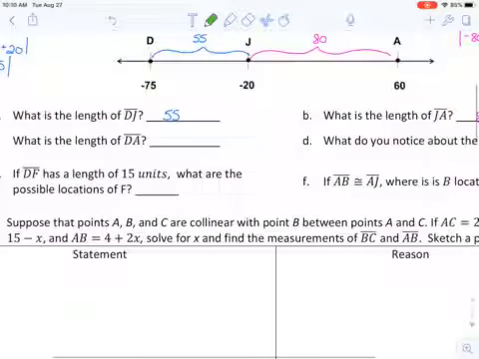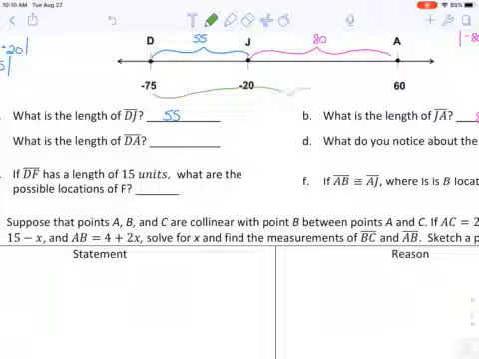Especially for something like this, DA, it would be nice if you tried it yourself, so you could pause it. Or we could just say, okay, I'm going to find this whole distance. One point is at negative 75, the other point is at 60, and I'm going to subtract those numbers. So negative 75 minus 60. That's going to give me negative 135. And then I take off my negative because distance cannot be negative. I get positive 135.